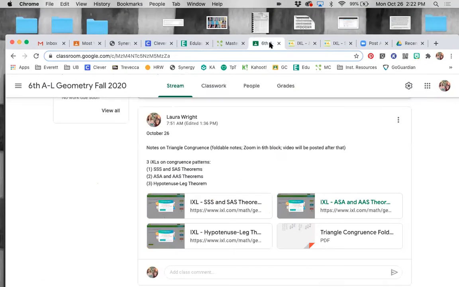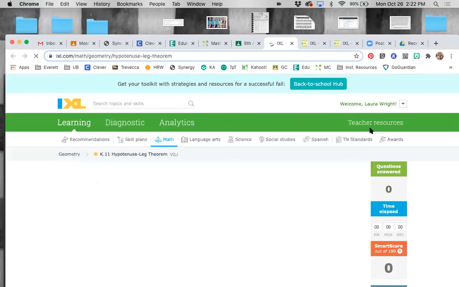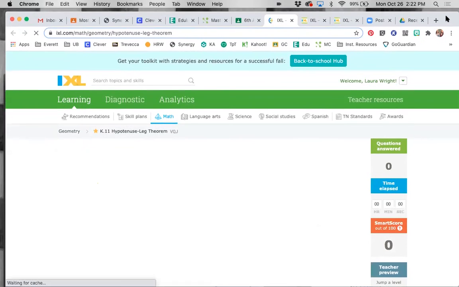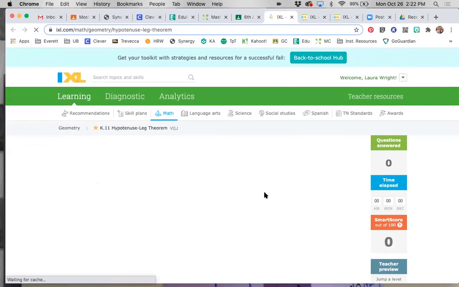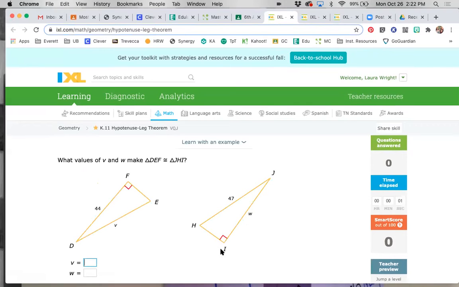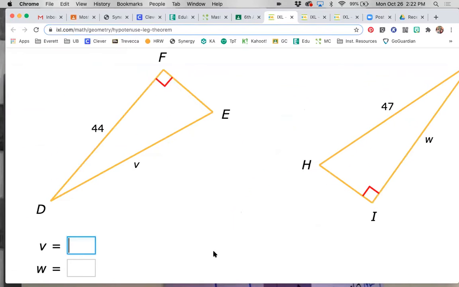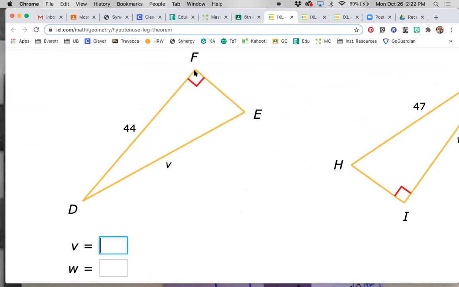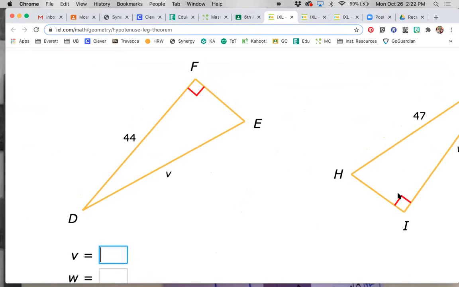Now the third one, you're gonna need a little bit of paper. This is hypotenuse leg. It's only 1 theorem. They're always gonna give you a hypotenuse and a leg, but the question is basically gonna be, what value makes the triangles congruent? So you just have to set the matching sides equal to each other. So at the beginning, you have the hypotenuse as V, and you have the hypotenuse as 47. So what's V gonna equal?